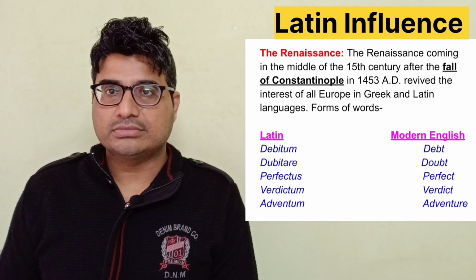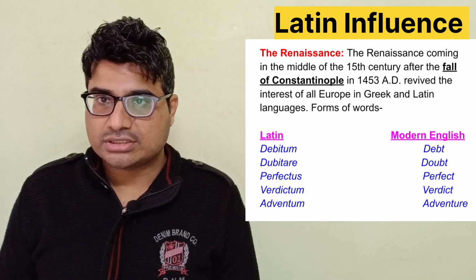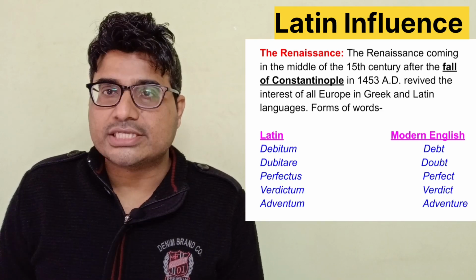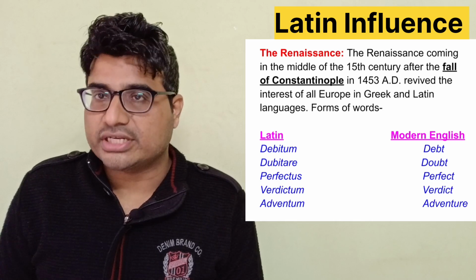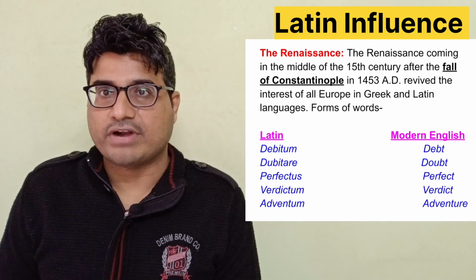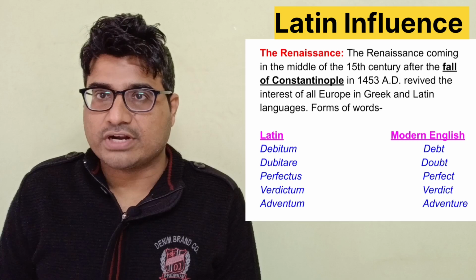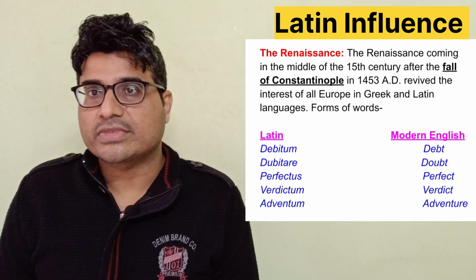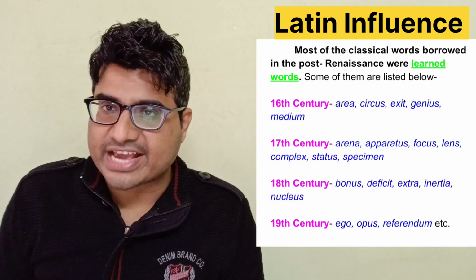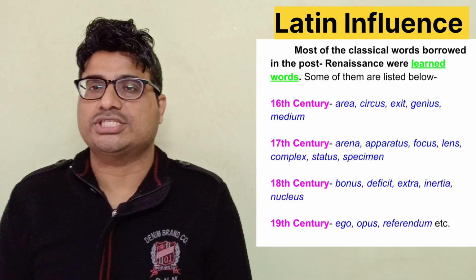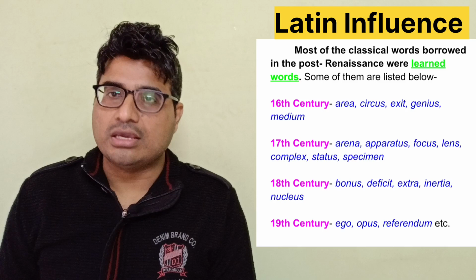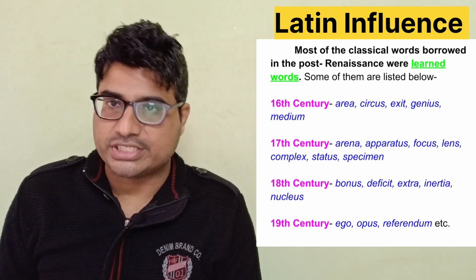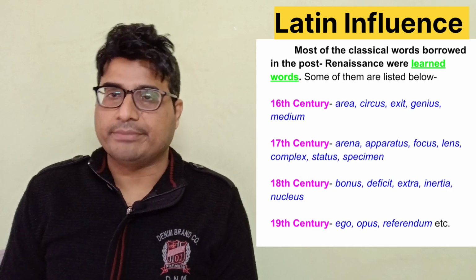Latin debitum, modern English debt. Latin dubitare, modern English doubt. Latin perfectus, in modern English perfect. Latin verdictum, in modern English verdict. Latin adventura, modern English adventure. We have to remember that most of the classical words borrowed in the post-Renaissance period were learned words. I am just mentioning them.